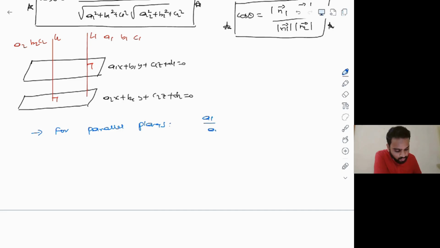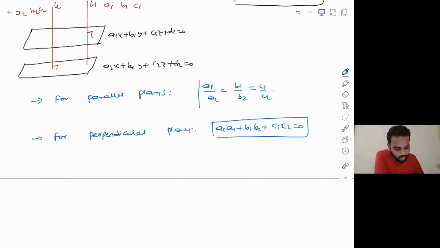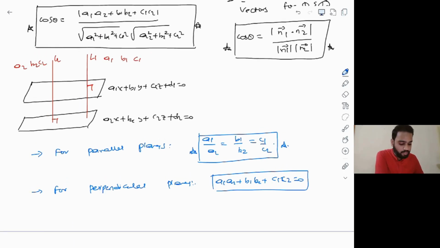For parallel planes, we have the condition that A1 by A2 is equal to B1 by B2 is equal to C1 divided by C2. And in a similar way, if the planes are perpendicular, so obviously, what is the concept there? If two planes are perpendicular to each other, obviously their normals also will be perpendicular, right? So that is the reason we can write down that A1 A2 plus B1 B2 plus C1 C2 is equal to 0. So these are the two important conditions in the concept of angle between two planes.